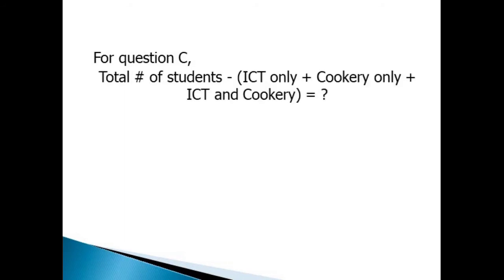Next, let's solve for question C. All we have to do is subtract the sum of the number of students who are taking ICT only, cookery only, and ICT and cookery from the total number of students. So we have 40 minus the sum of 9, 5, and 24. So we have 40 minus 38. The answer is 2. So 2 students are in neither of the classes.